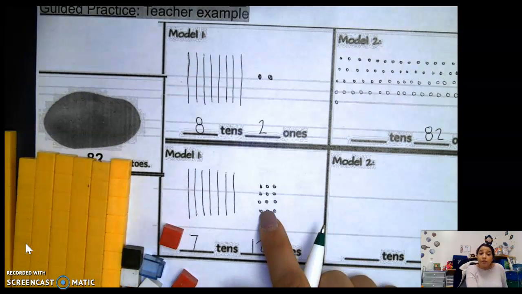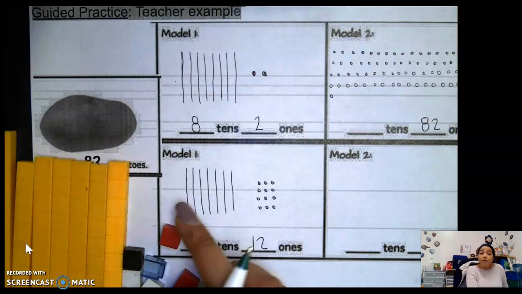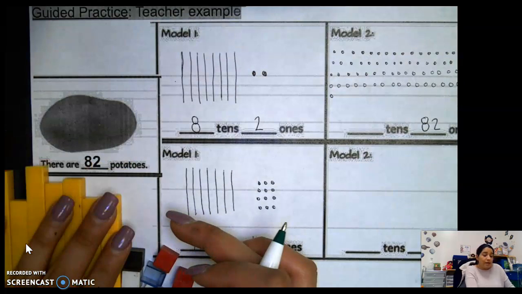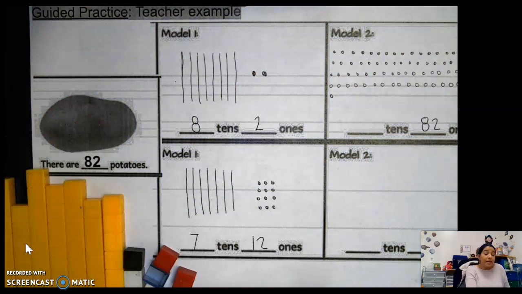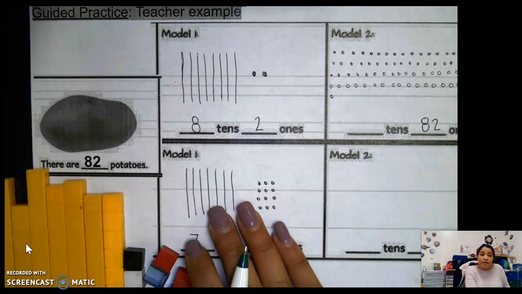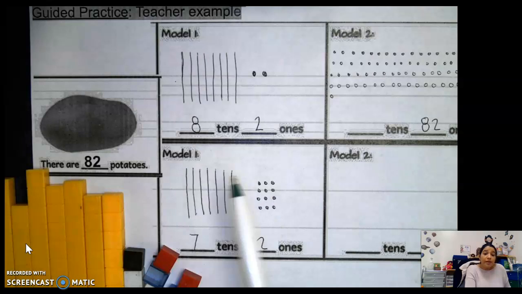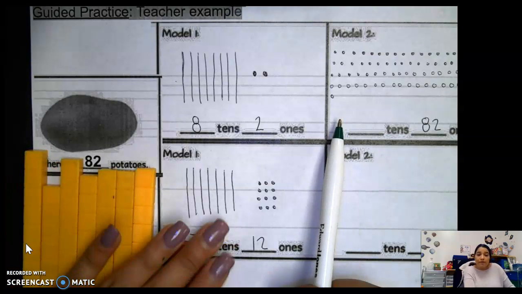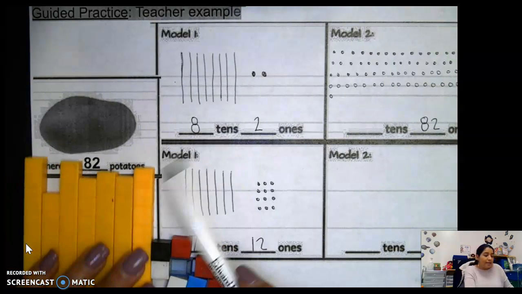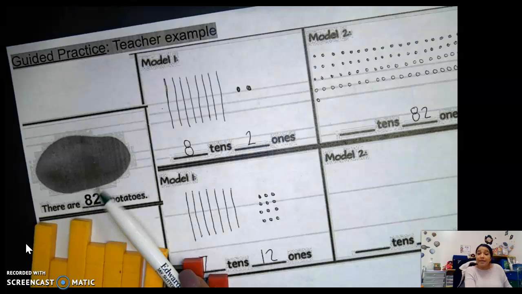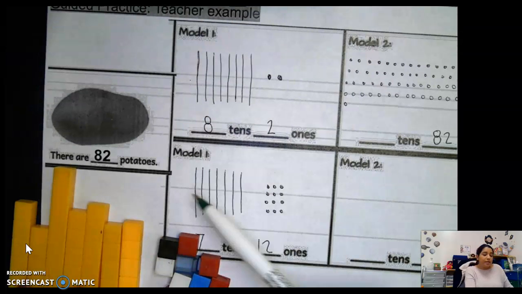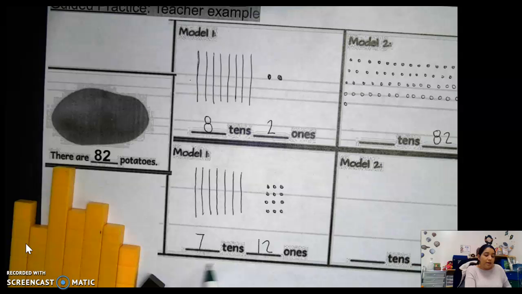Make sure to draw your picture whenever you are representing a number, because it's easier and we're able to see how many tens and how many ones we have. So in this model, we have 7 tens and 12 ones. But we counted our 7 tens and our 12 ones, and it still gives us the number 82. We just see it in a different way. There's a different amount of tens and a different amount of ones.